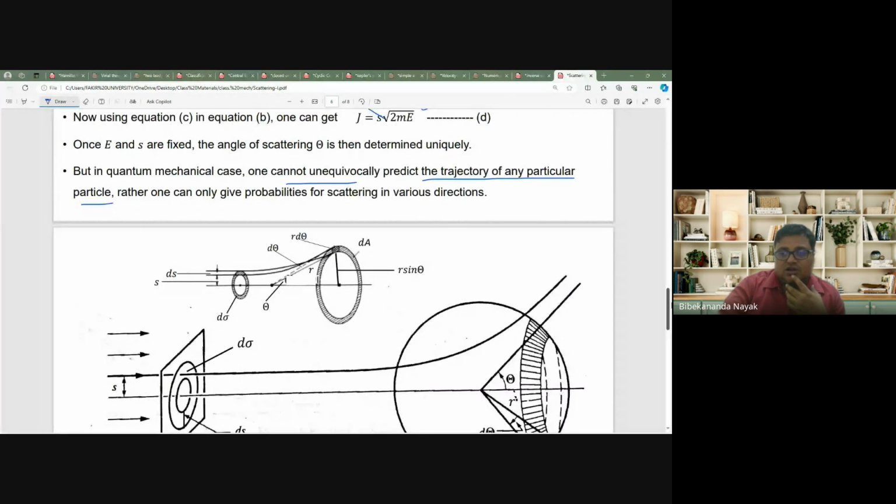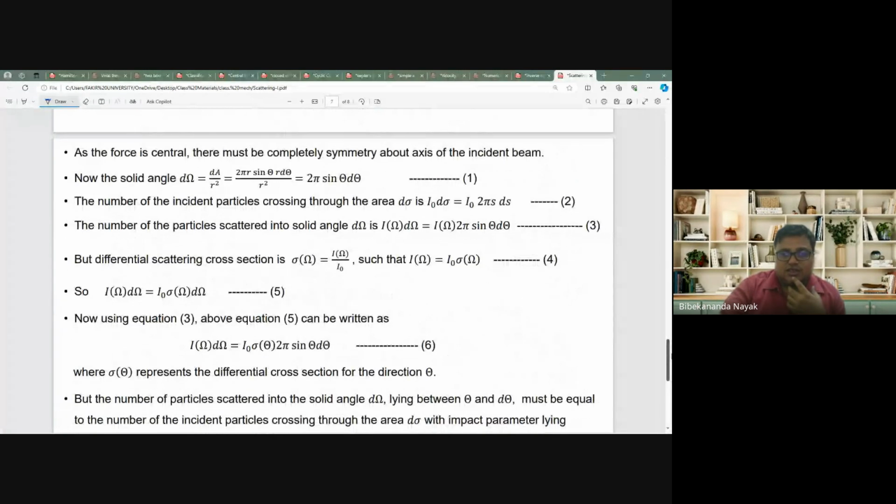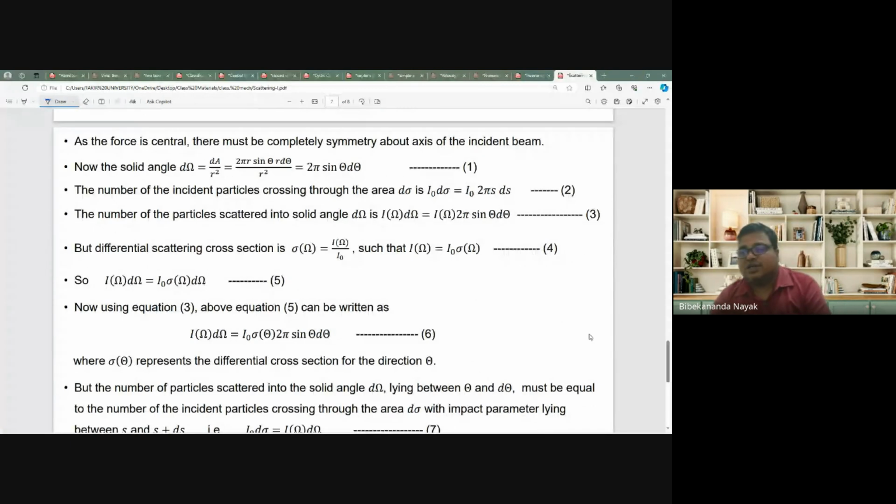With the figure, s is the impact parameter distance. It is ds, the distance corresponding to d sigma, through which particles are scattered and they are all scattered through the d omega region of solid angle, with the scattering angle capital theta. This is the figure to calculate the different quantities. As the force is central, there must be complete symmetry about the x-axis of the incident beam. It is a spherical symmetry problem, central force, so the incident beam is symmetric.